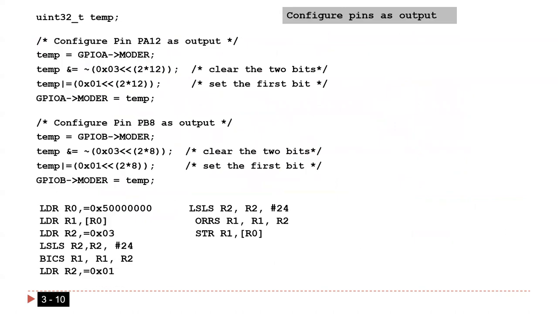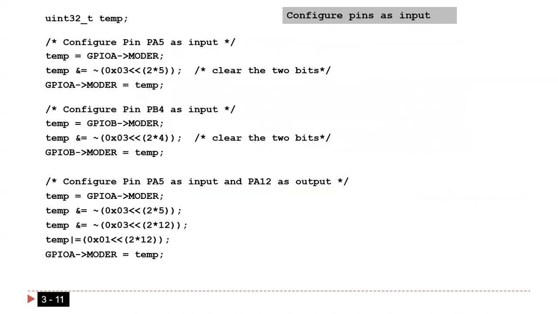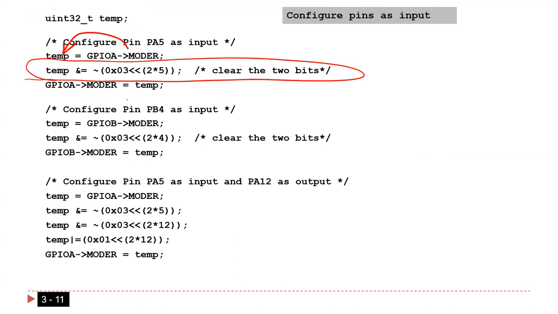So I'm going to tell you how we made it here. Look at the way I made it. If you want to program PA5 as input, the way I'm going to do it, as you see here, is define a variable. For example, I'm going to call it temp. This variable is 32 bits. And then I'm going to read the register, manipulate this register, and then write it back.